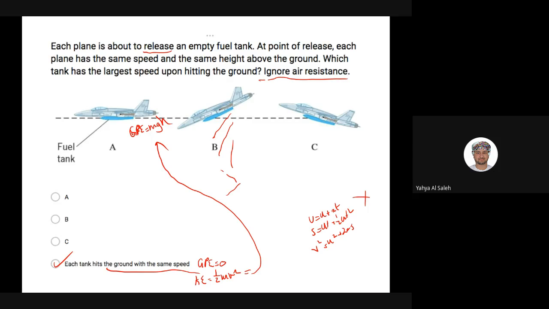So question, when something rotates, does it need energy or not for rotation? It needs energy, right? Have you ever played with what is it called?